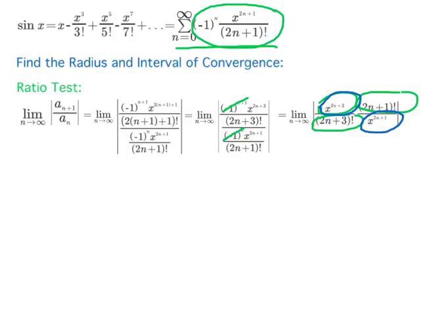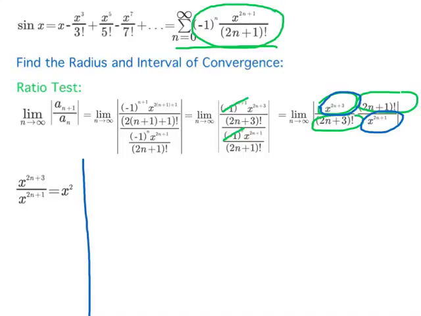I can do it two ways. Honestly, I'm realizing this is not the best example to start with, but here we are. I can do a simple division: x to the 2n plus 3 divided by x to the 2n plus 1. I'm dividing things that have exponents with the same base, so I can just subtract exponents. I'd have a 2n minus a 2n, which gives me 0, and a 3 minus 1, which gives me 2, so I end up with an x squared.